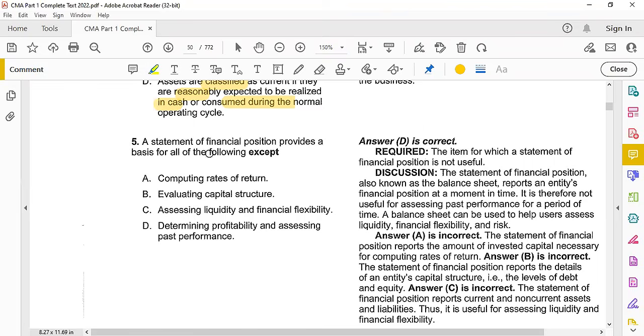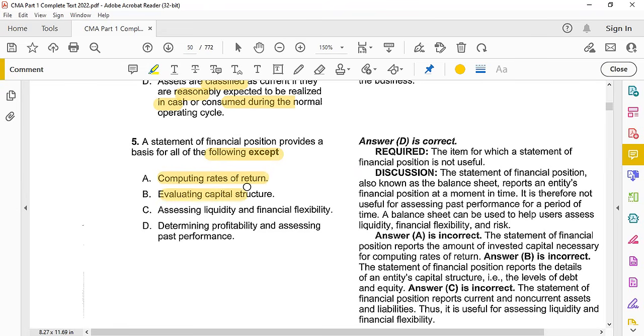This question: a statement of financial position provides a basis for all of the following except what? Computing rate of returns? I'm not sure, because it requires previous knowledge. Rate of return is when you calculate how much returns you got, like on investments. So, is this part of the balance sheet, right or wrong?